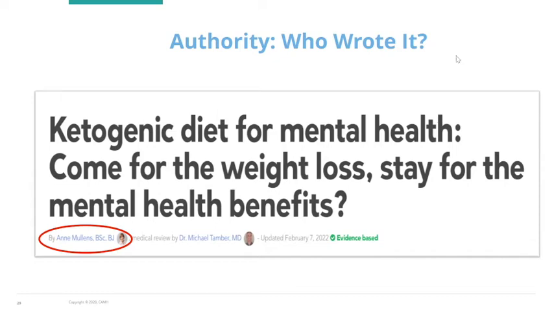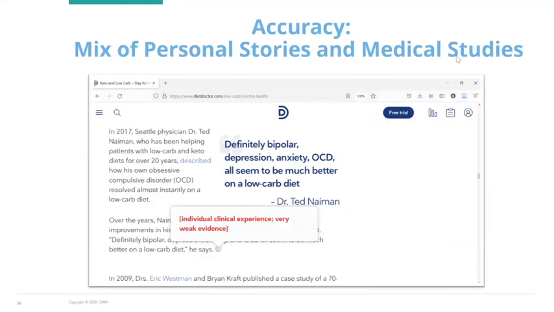And then we'll talk a little bit later about the little green tag that says it's evidence-based. But again, this was not written by a dietitian. So now we are going on to, sorry, the little thing is just cutting off. So now we are going to accuracy.